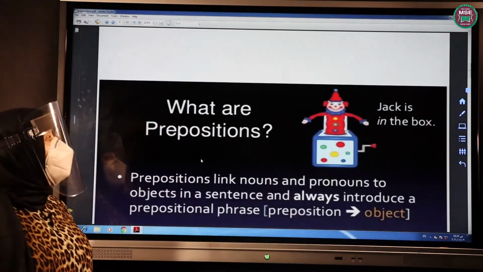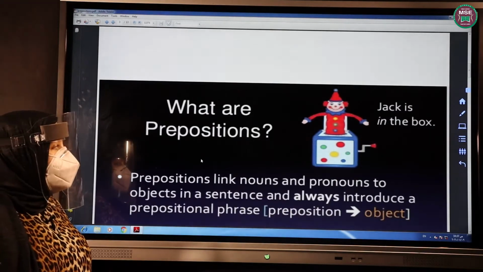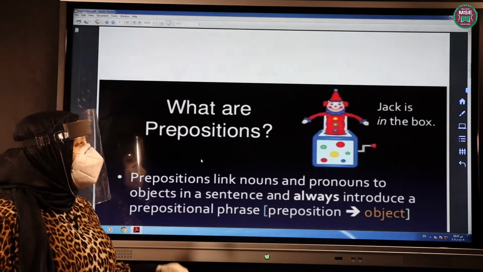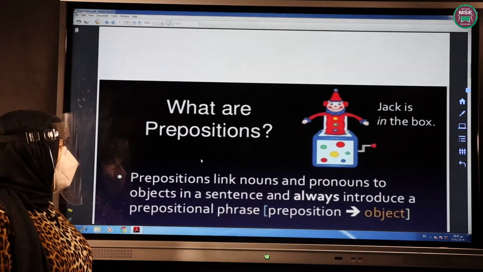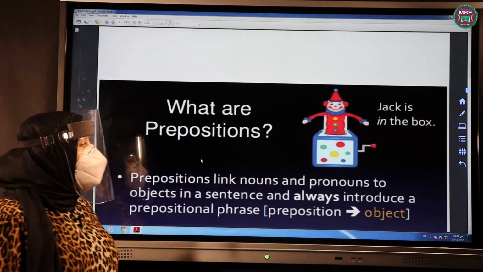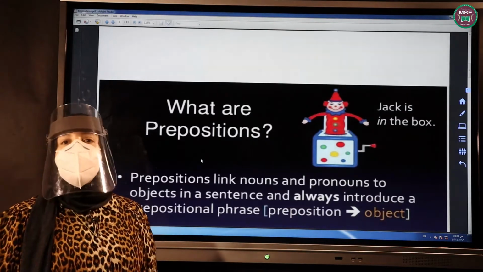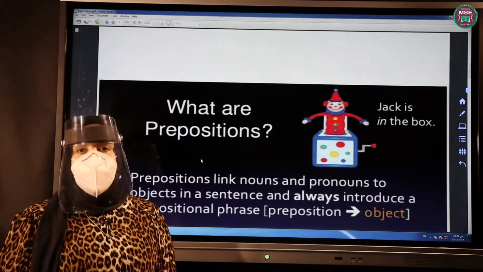First, what are prepositions? Prepositions are words that link nouns and pronouns to objects in a sentence and always introduce a prepositional phrase. What's a prepositional phrase? It's a preposition followed by an object.